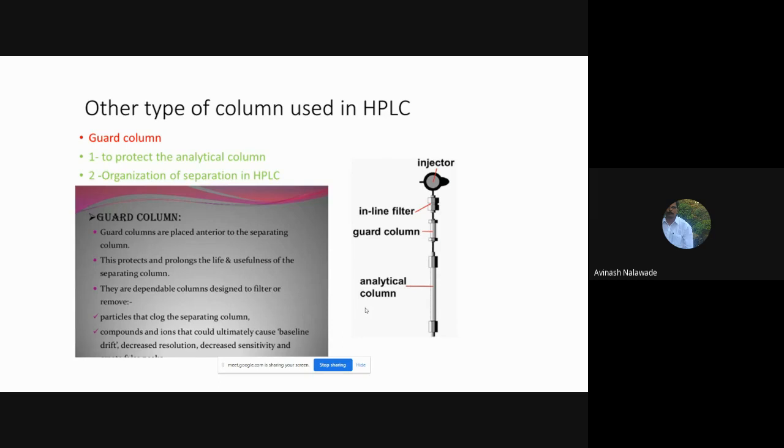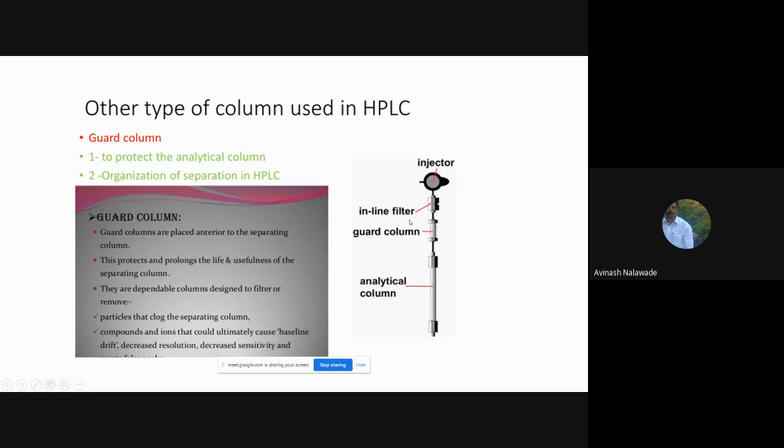Then after pumps, the most important part of this HPLC is the guard column. What is the function of the guard column? If you look here, this is your injector and the guard column, and this is the analytical column. See here, the guard column is always placed before the analytical column. This is the analytical column and this is the guard column. So the guard column is placed before the analytical column. This guard column is also called a pre-column.